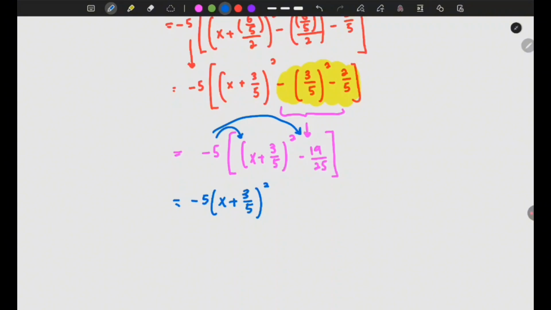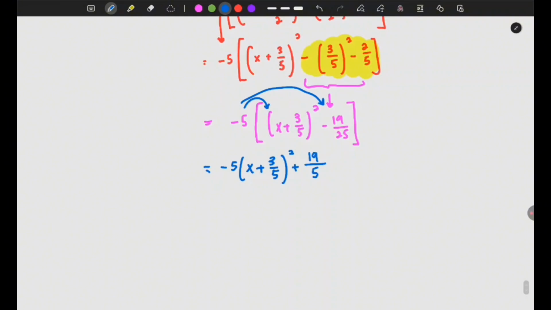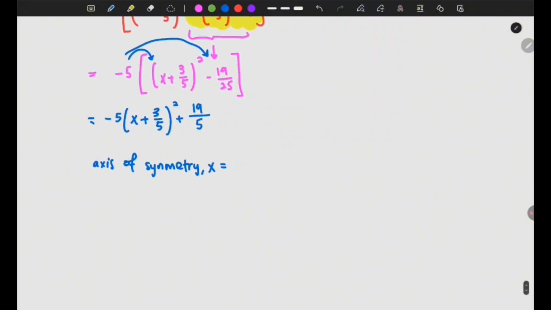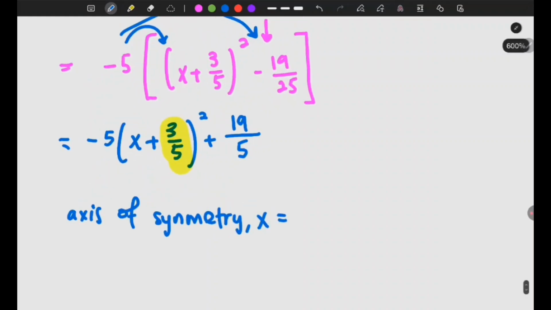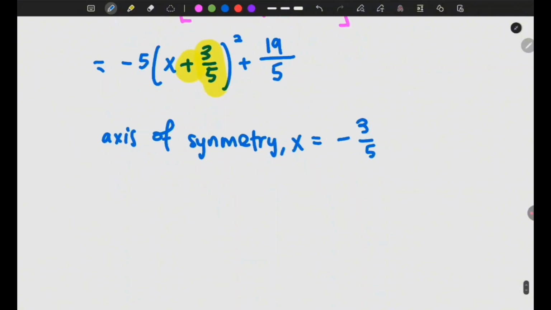So what is the axis of symmetry? But don't forget, I told you, change the sign. It's plus, that means put a negative. Negative 3 over 5. Must change the sign. And the maximum value is 19 over 5. This one you just copy paste. If negative, negative, positive, positive, you don't have to change the sign.